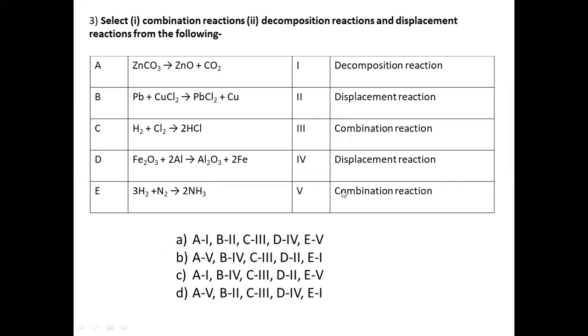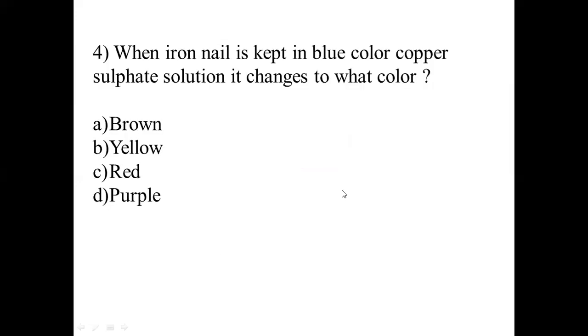Next question. When an iron nail is kept in blue color copper sulfate solution, it changes to what color? The iron nail is rubbed with sandpaper, then dipped in the copper sulfate solution and left aside. After some time, you will see that the blue color changes into a brown color solution. Done. So this is an example of displacement reaction.